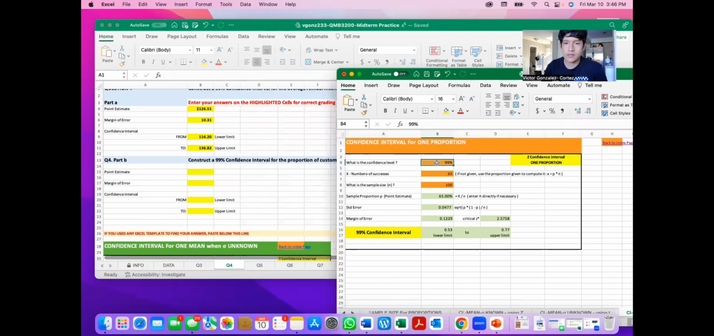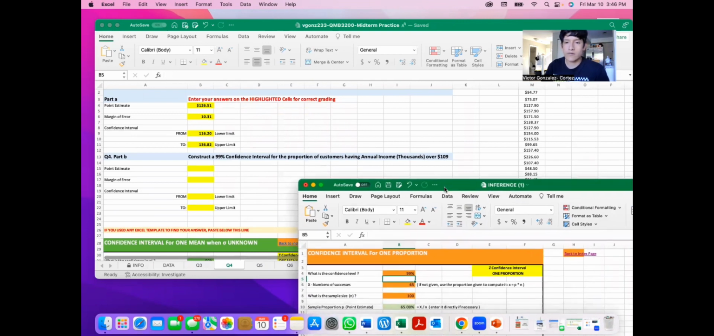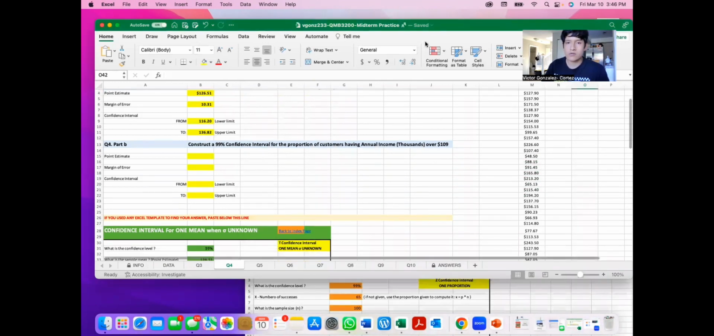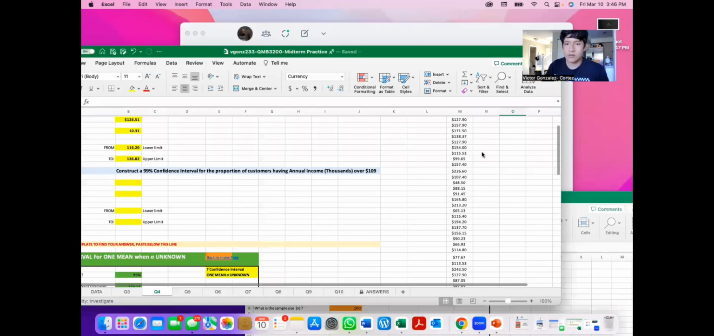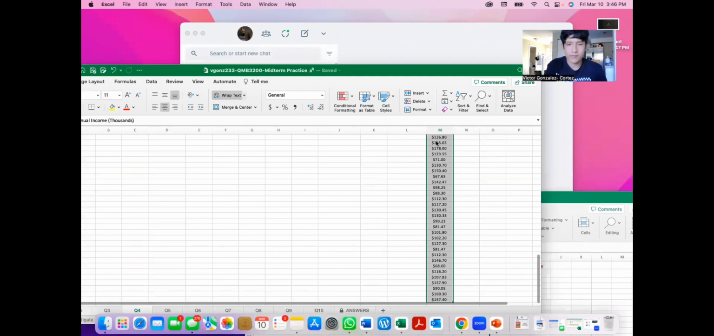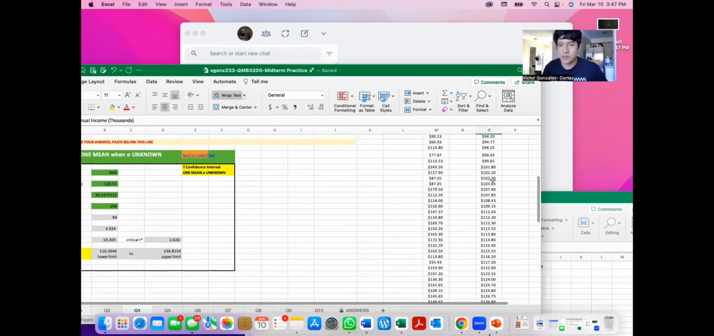And it says a 99% confidence level. And then it wants to know for the annual income that's higher than 109. So we have to find out how many times this is true over 109. So we already have the data here. We can just copy it here, sort from lowest to biggest, and then find out how many times there's annual income more than 109.